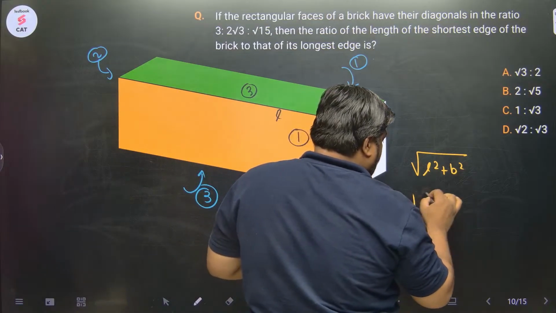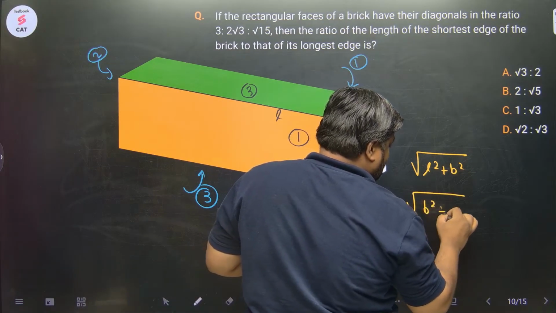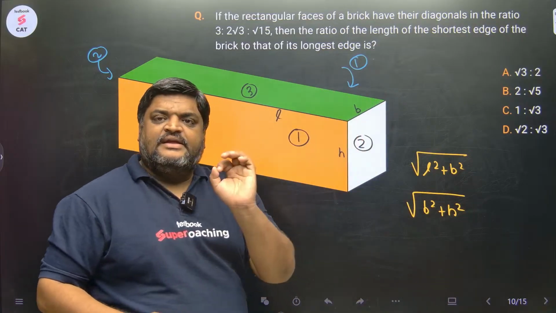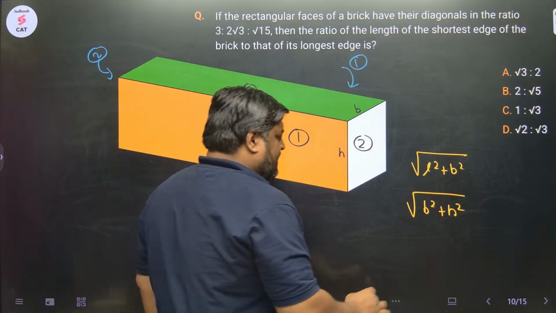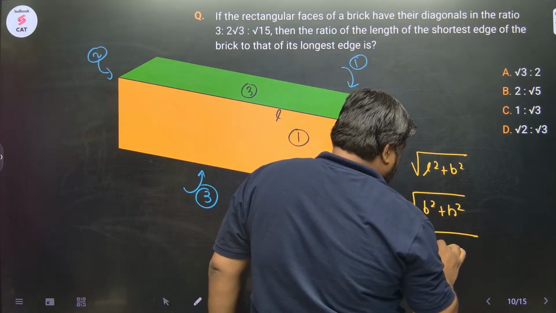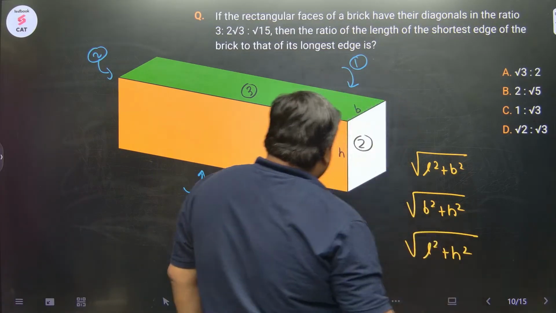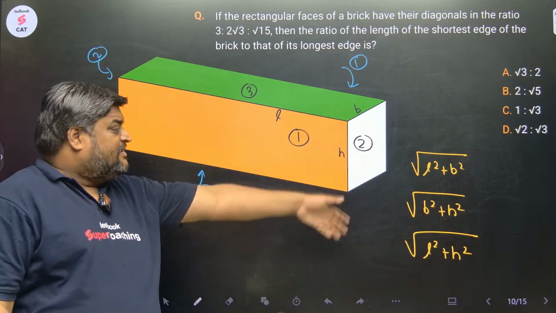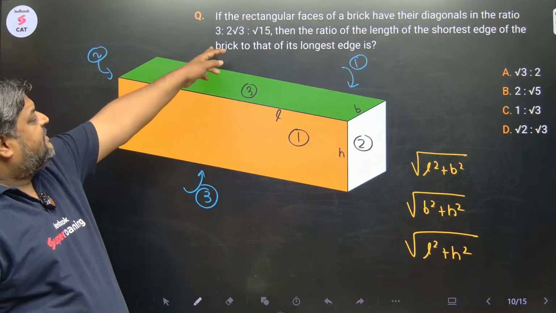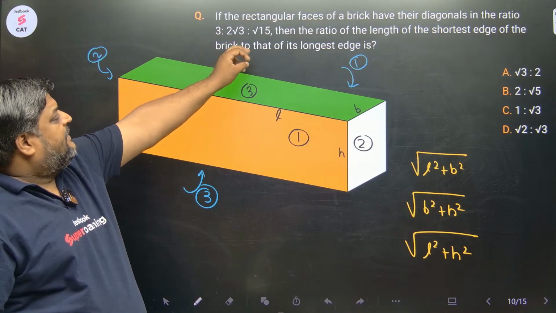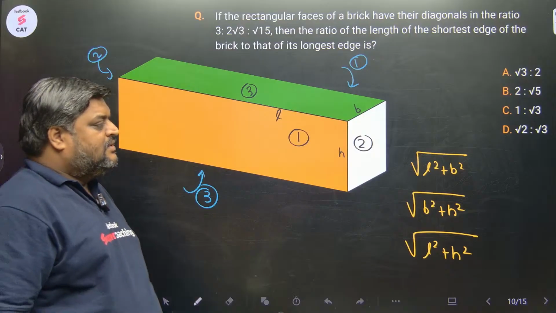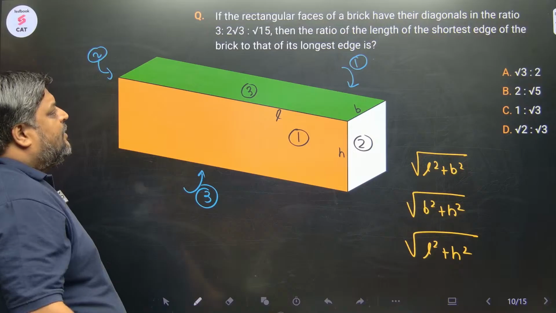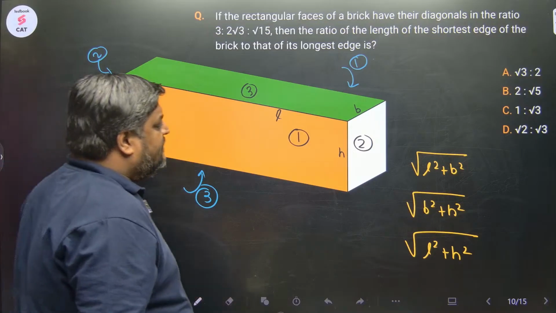एक होगा स्क्वायर रूट ऑफ बी स्क्वायर प्लस एच स्क्वायर, राइट. ये साइड फेस का डायगोनल है. और स्क्वायर रूट ऑफ एल स्क्वायर प्लस एच स्क्वायर, ये फ्रंट फेस का जो डायगोनल है. और इन तीनों का रेशियो गिवन है 3, 2√3 और √15.